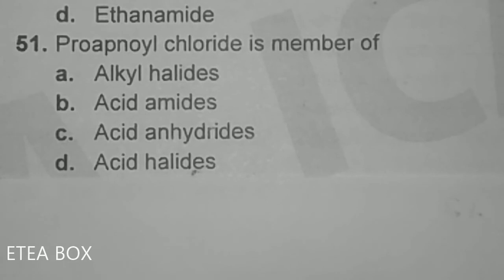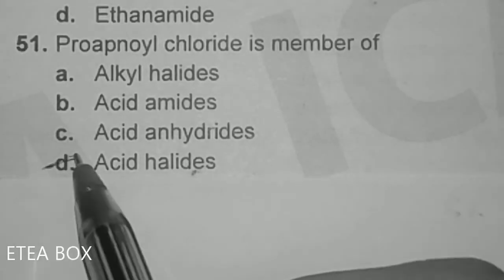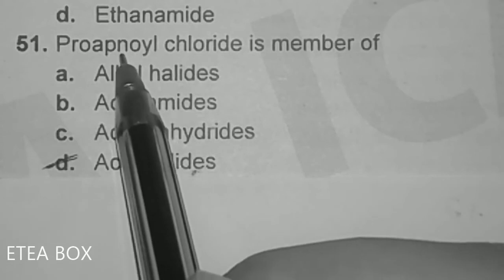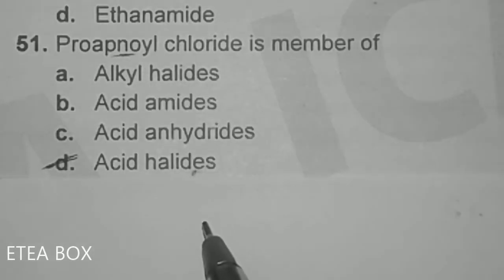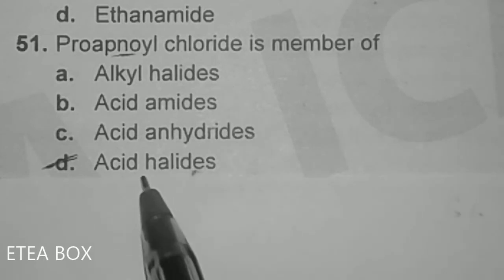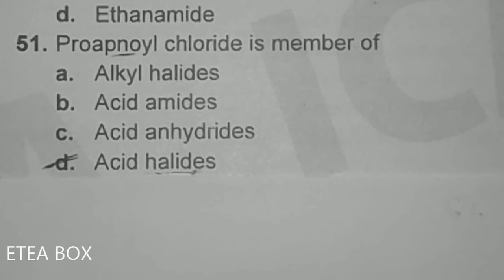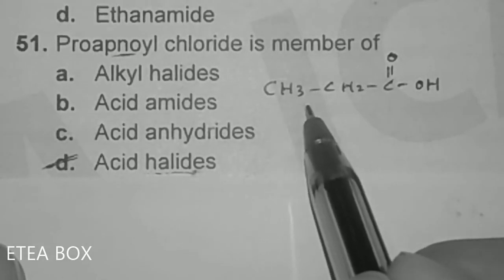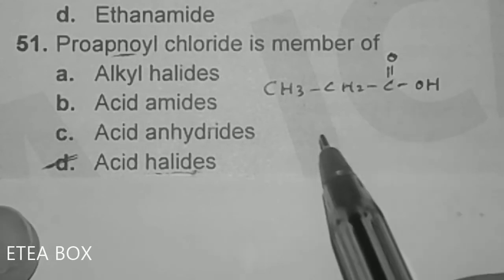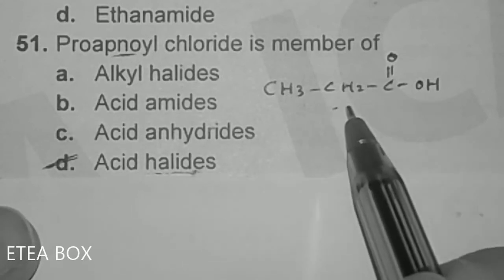Propanoyl chloride is a member of acid halides, okay? Look, this NOYL represents the carboxylic group, so acid and chloride represent the halide. So we can name it propanoyl chloride, an acid halide. Look, this one is propanoic acid, and we know that an acid halide is derived from this acid.